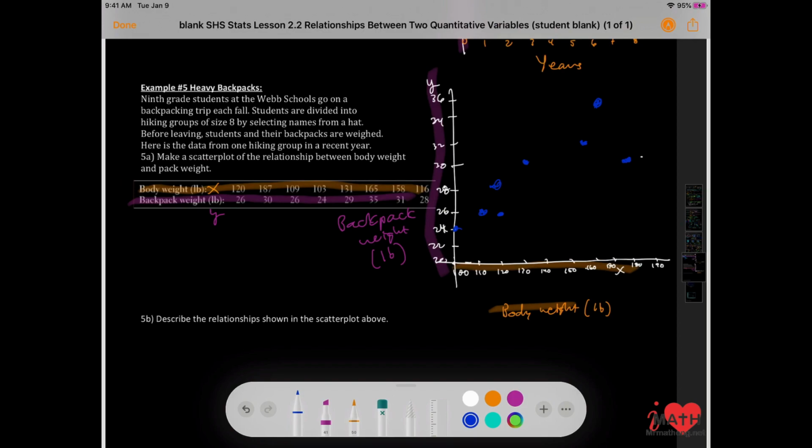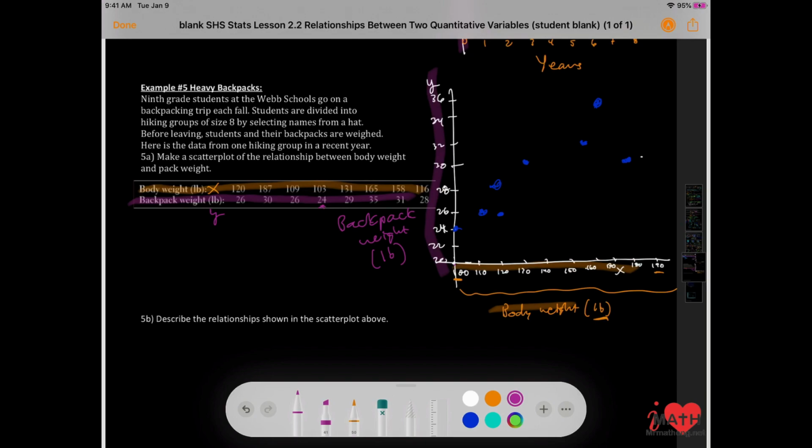All right, so body weight is the explanatory variable, my x, body weight measured in pounds. And how do you pick this scale again down here? You have to do what makes sense. So just look at your minimum and your maximum. I noticed 103 and then like a 160, a 187. So that's why I picked that number. And then on the backpack weight, I saw a minimum of 24. I just started at 20 and then went to 36, counting by 2s.